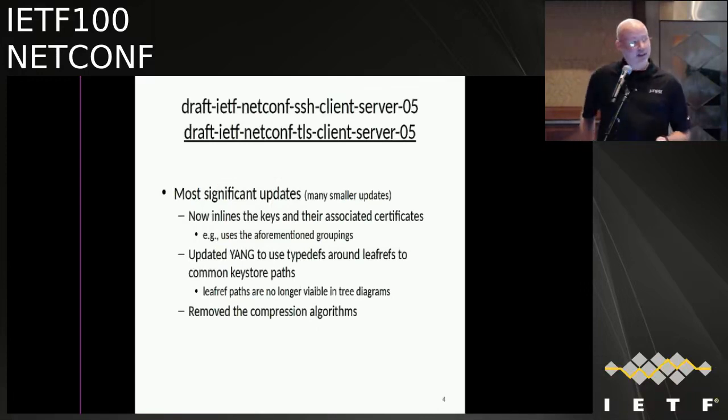For the SSH and TLS client server drafts, the most significant update was the inlining of those keys. So it's using the aforementioned groupings. Also, it's been updated to use those type defs around leaf refs to the common key store paths. This is one of the comments that were made before. The fallout of that, of course, is that the leaf refs are no longer visible in the tree diagrams. So from a readability perspective, you may or may not think this is better, but it's okay.